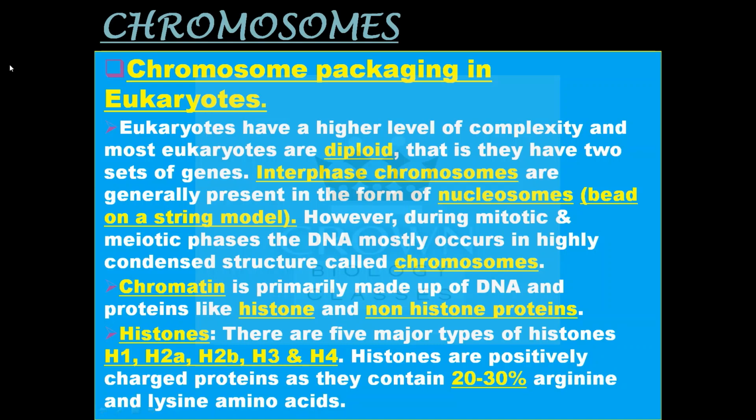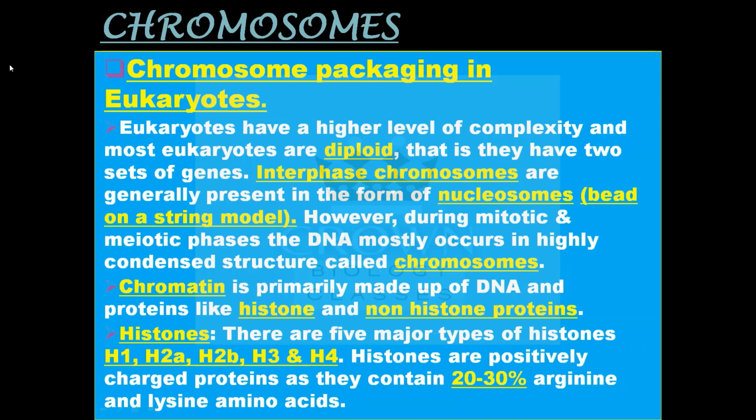Bead on a string model consists of a single strand of DNA or a chromosome, and the proteins are associated with it. However, during mitotic and meiotic phases, the DNA mostly occurs in highly condensed structure. During these stages, the DNA condenses to form highly condensed structure that is known as chromosomes. Chromatin is primarily made up of DNA and proteins like histone and non-histone proteins. Chromatin is associated with histone and non-histone proteins.